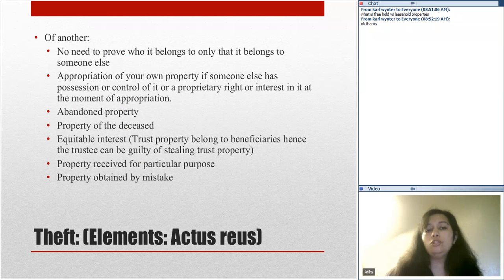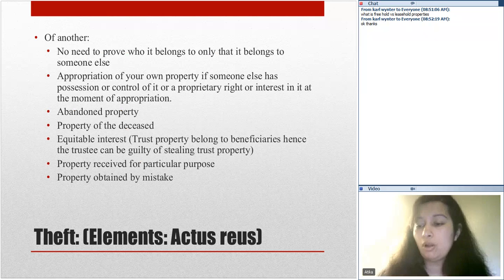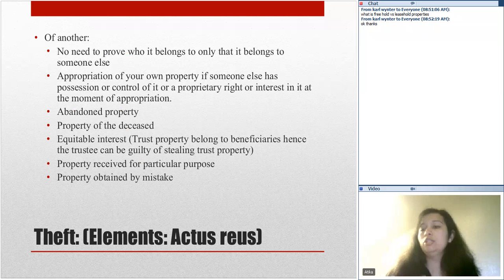There is no need to prove who it belongs to. The prosecutor only needs to prove that it belongs to somebody else. They don't need to prove it belongs to me. They just need to prove that this property does not belong to the defendant. So just because they cannot find the rightful owner of that pencil that we initially stole in our example, it's still theft. That doesn't mean that the prosecution failed to prove the elements of the crime.